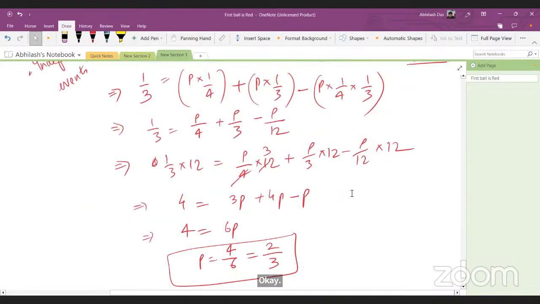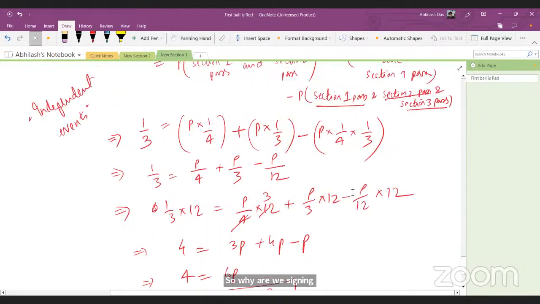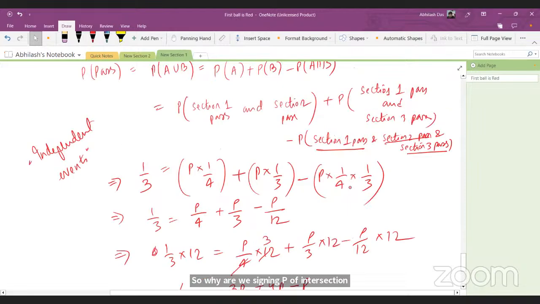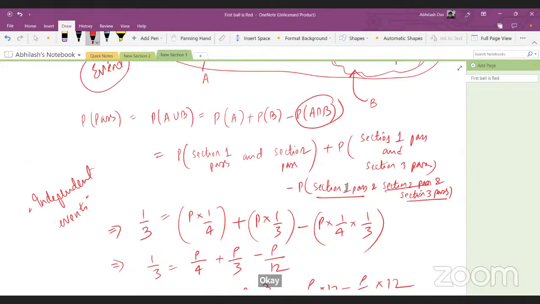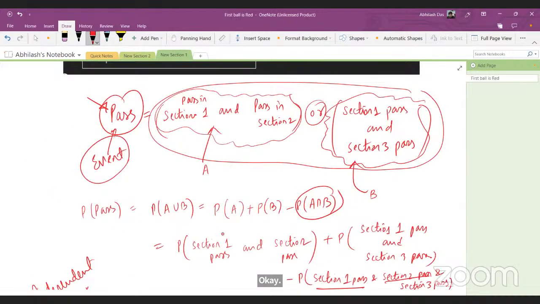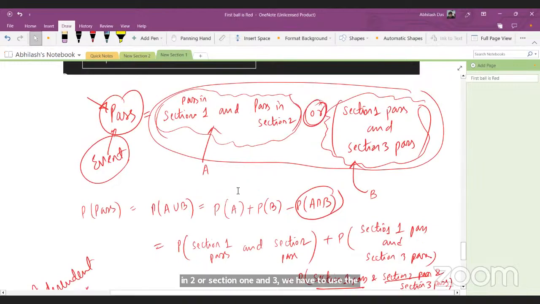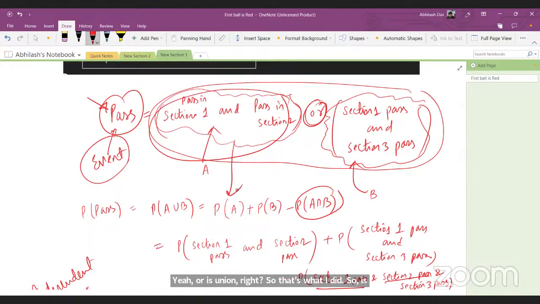Sir, why are we finding P of A intersection B intersection C? This is the formula, right? Sir, since it is given section 1 and 2 or section 1 and 3, we have to use the union formula? Yeah, or is union, right? So that's what I did. So A is what? This one is A, right? So I'm writing this one here.